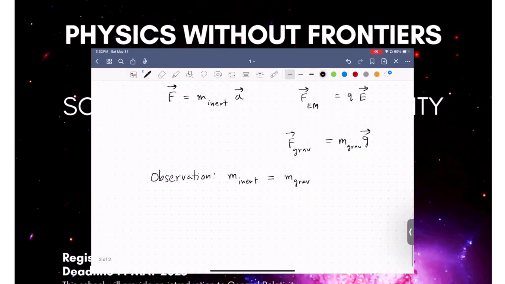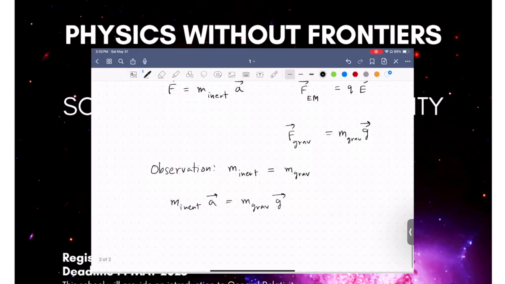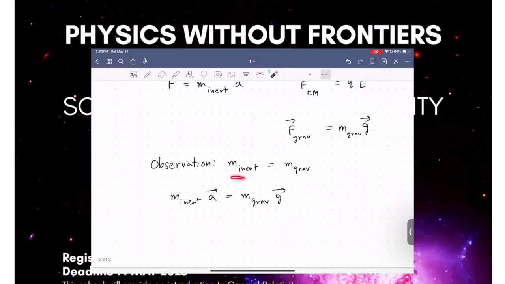And because of this, the acceleration induced on an object by a gravitational field does not depend on the mass of that object. There is no mass in this equation. And this was supposedly the famous experiment where Galileo dropped some objects from the Tower of Pisa.